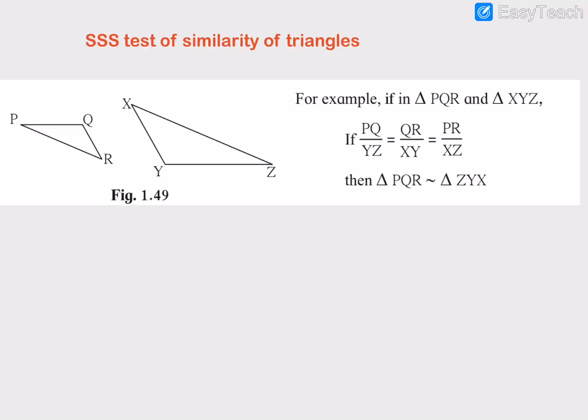PQ's corresponding side is YZ. So PQ by YZ is equal to QR by XY. QR's corresponding side is XY. So you can see XY is here, and PR corresponds to XZ. Here the image is tilted, so the sides do not appear in corresponding ratio; you can see the shape of this triangle and the shape of this one is different. So we can just turn this triangle and find the correspondence between the sides of these two triangles.